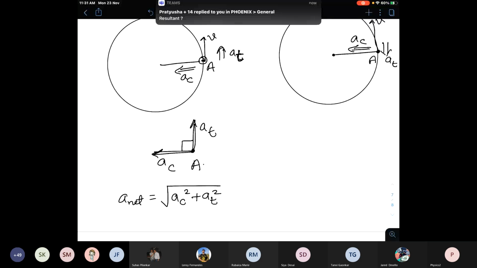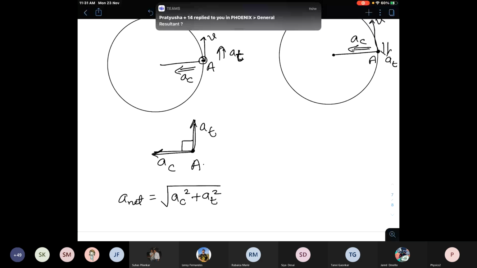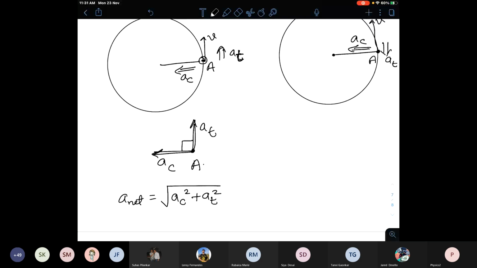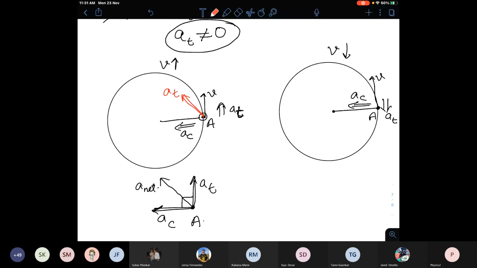Simple. Two vectors at 90 degrees. You are able to see only two vectors at 90 degrees. If two vectors are at 90 degrees, their resultant is under root of AC square plus AT square. Hence, the net acceleration will be somewhere like this, A net. So if I want to draw it in the circle, the net acceleration at this point I will draw like this. Sorry, A net, not tangential.